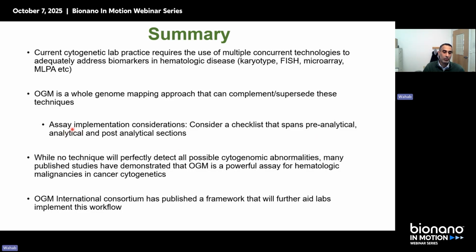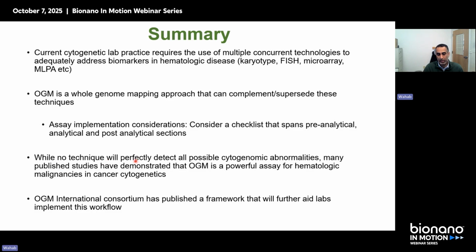Often you need to be aware of the assay implementation considerations. So consider having a pre-analytical, analytical, post-analytical checklist, and having your performance characteristics documented over time, especially time to collect and time to stabilize, so checking the pre-analytical sample considerations before you're running them through the workflows.